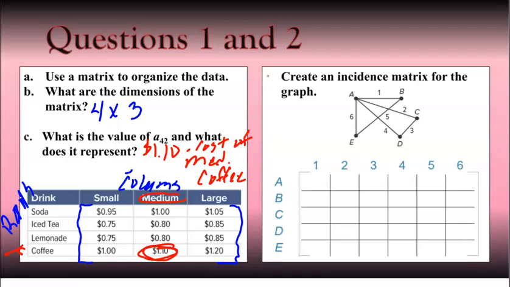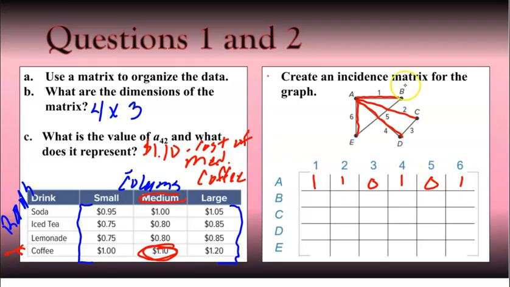So I'm going to start at vertex A. And here I can see at vertex A, 1 is attached to A, so I'm going to put a 1 here. 2 is attached to A, so I'm going to put a 1 there. 4 is attached, so I'm going to put a 1 for 4. And then 6 is attached to A, and I'm going to put a 1 there. 3 and 5 do not touch A, so I'm going to put a 0 here.